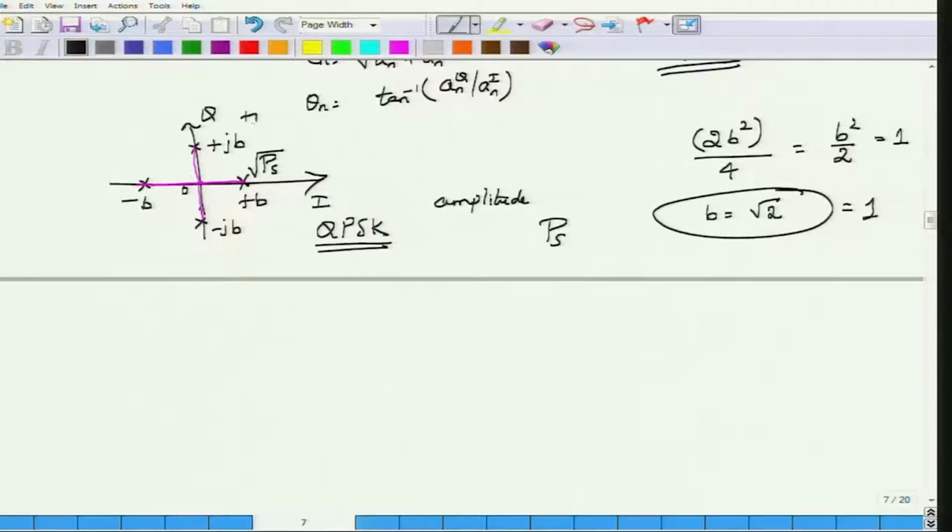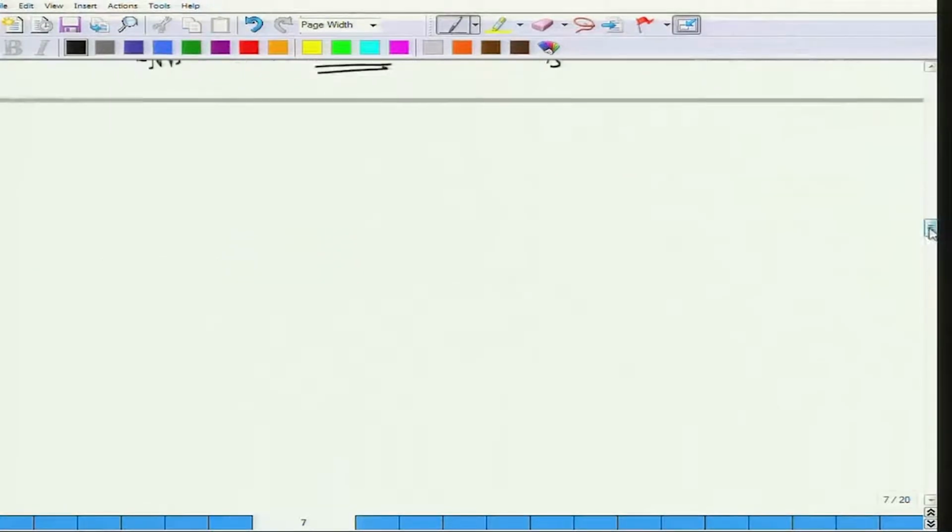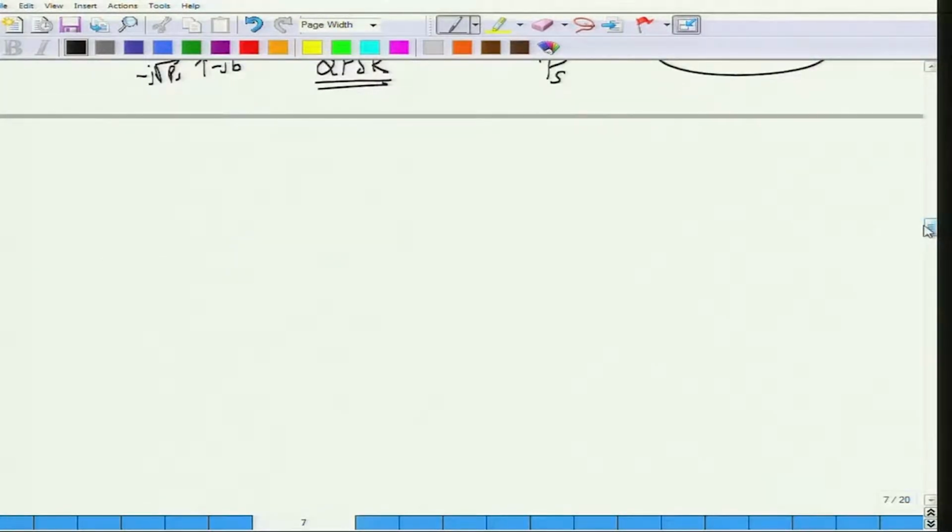This would be plus j square root PS. This is minus j square root PS. Sorry, this is minus square root PS. So I have a constant power, or maximum power constraint, for this. So how do I represent this QPSK signal, or how do I realize this QPSK signal using an optical modulator?